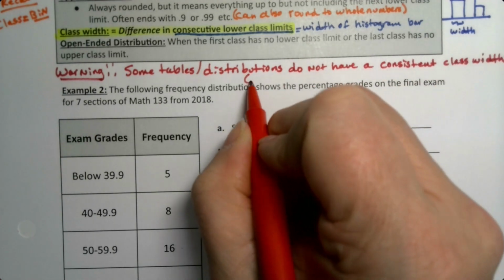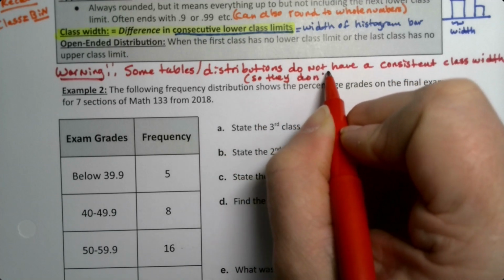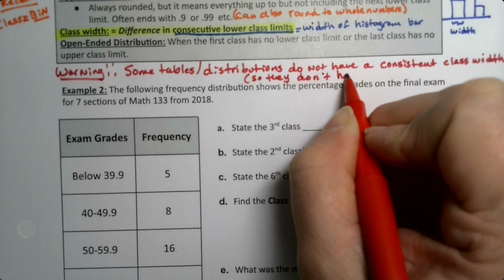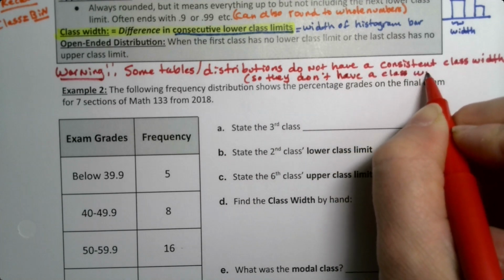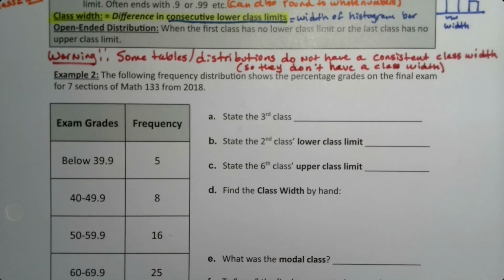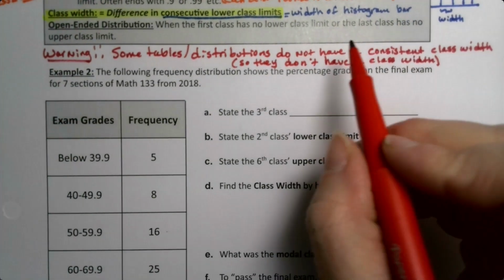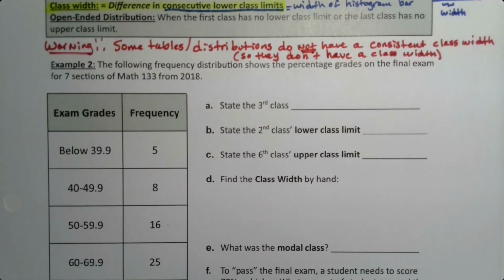Right? So they don't have a class width, in other words. That happens. I will give you ones that do have a class width, generally, for the most part. I'll try to give you ones that do have a class width. It's a consistent class width. It has to be a consistent value down the table. But there are times in real life that they do not have a consistent class width, so therefore they don't have a class width. The class width has to be this consistent value through the whole table.